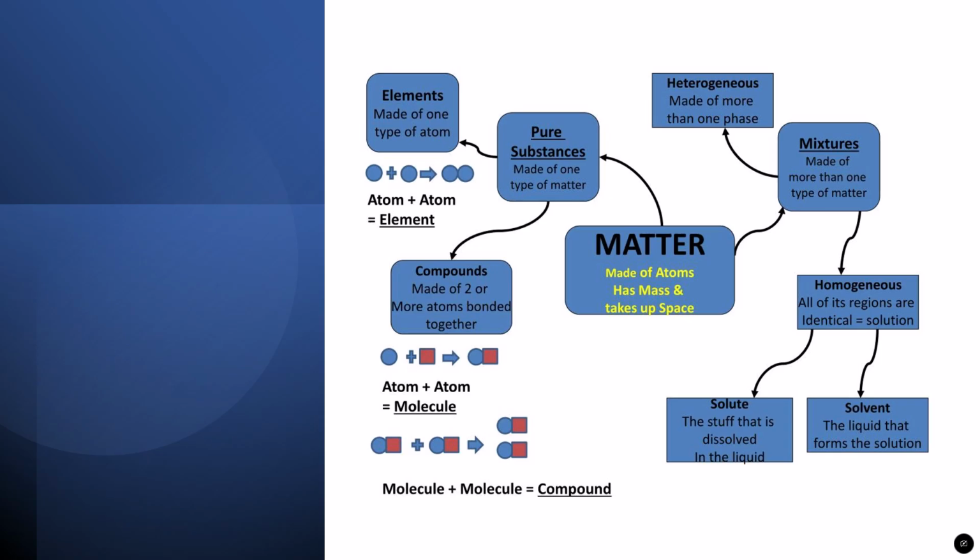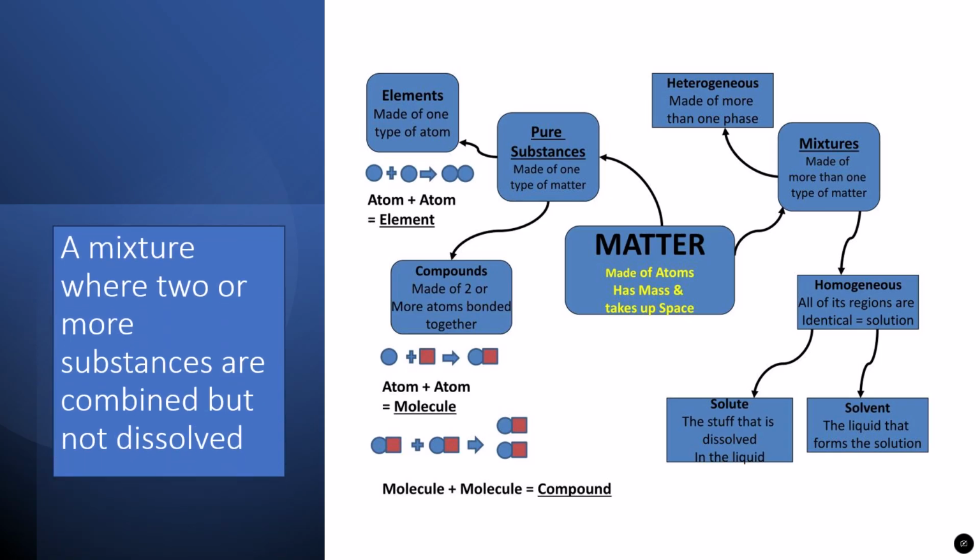Now, this is where mixtures come into effect. This is where it is made up of one or more types of matter. When you get mixtures, you get two types of mixtures. Heterogeneous mixtures, which is basically where you mix two or more substances together and they are combined, but it is not dissolved. That means that even though it's mixed together, you can separate it.